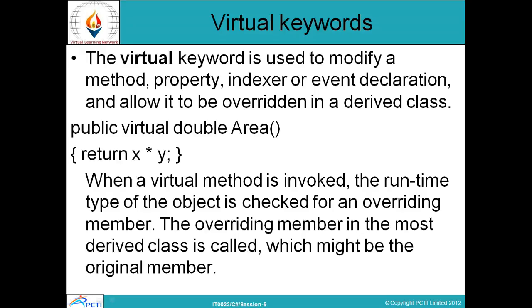For example, public is your specifier, virtual is the keyword, double is your return type, area is your function name. In this, return x into y. This is your function in the base class. The virtual keyword tells us that we are going to override this function in the derived class. When a virtual method is invoked, the runtime type of the object is checked for an overriding member. The overriding member in the most derived class is called, which might be the original member also.